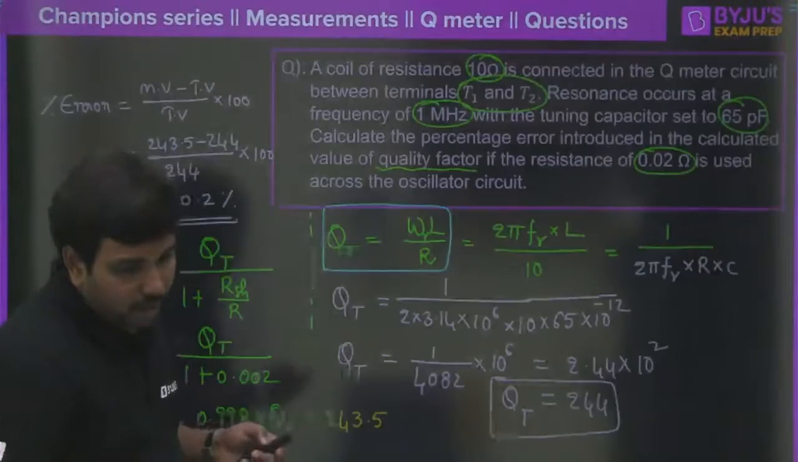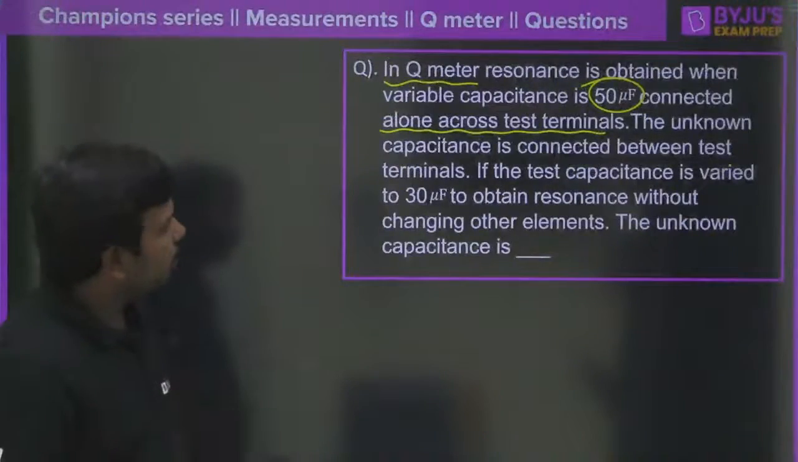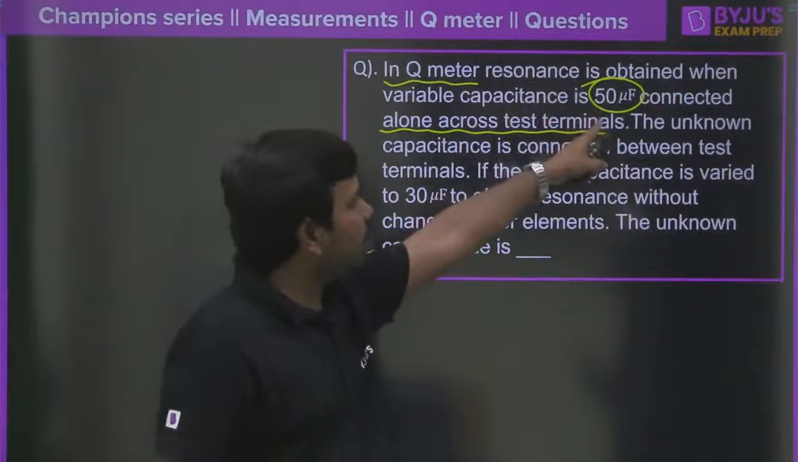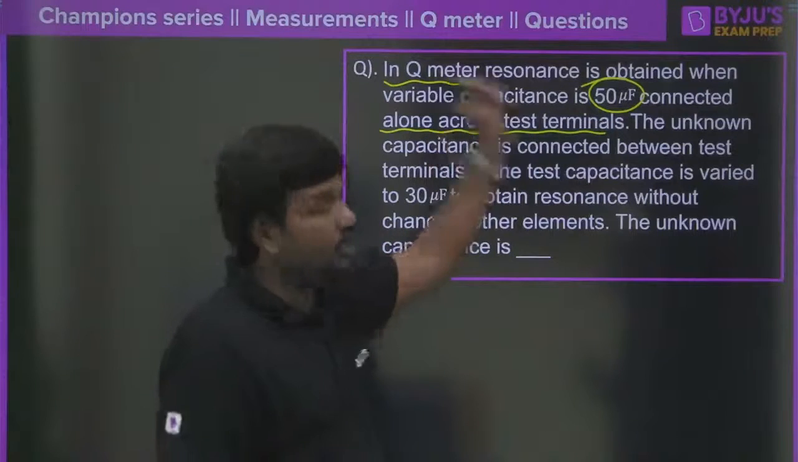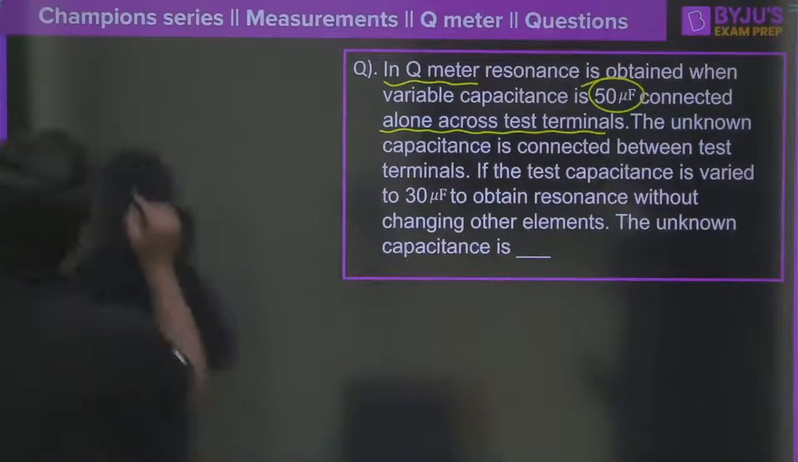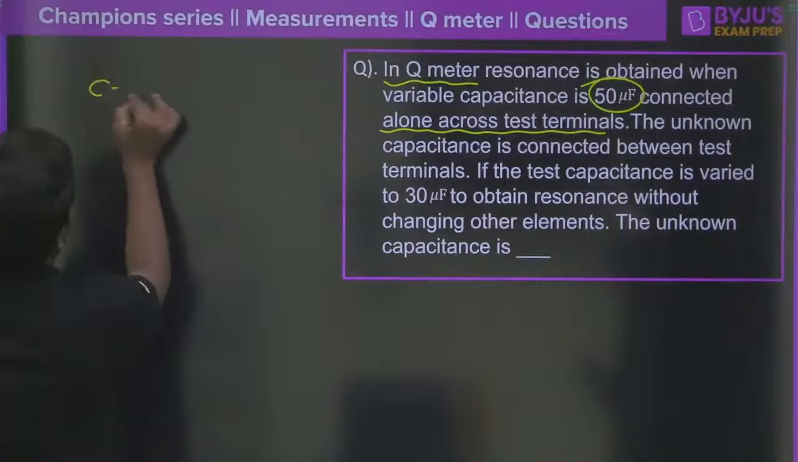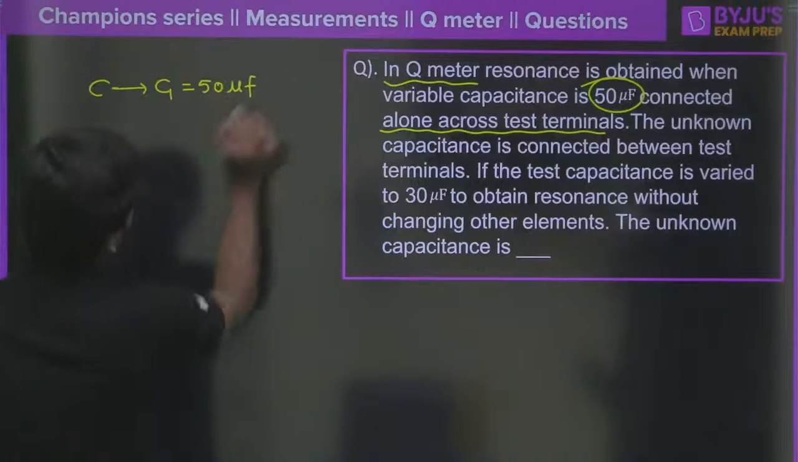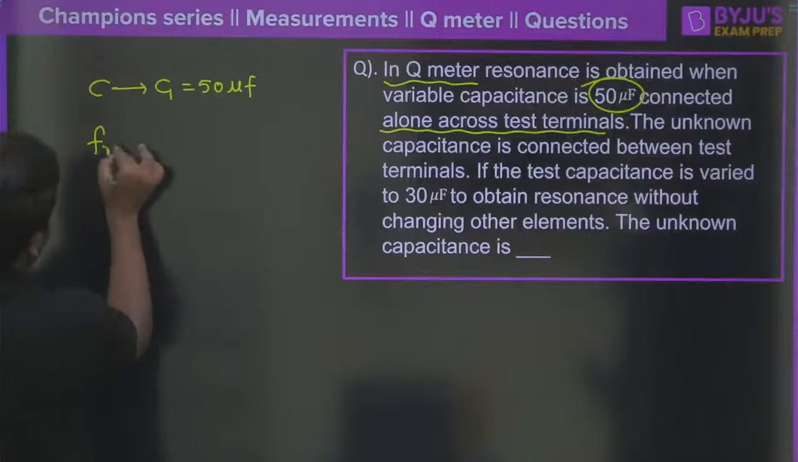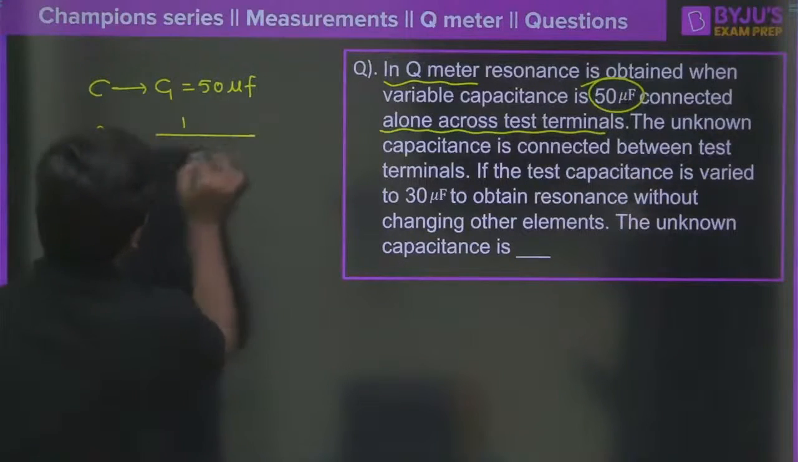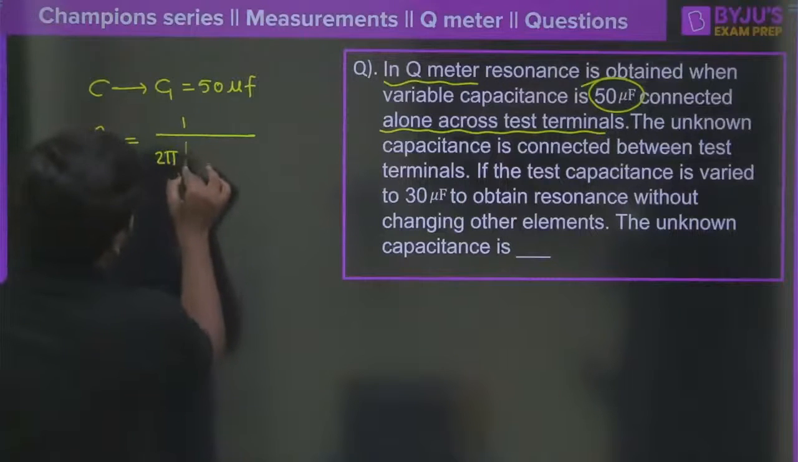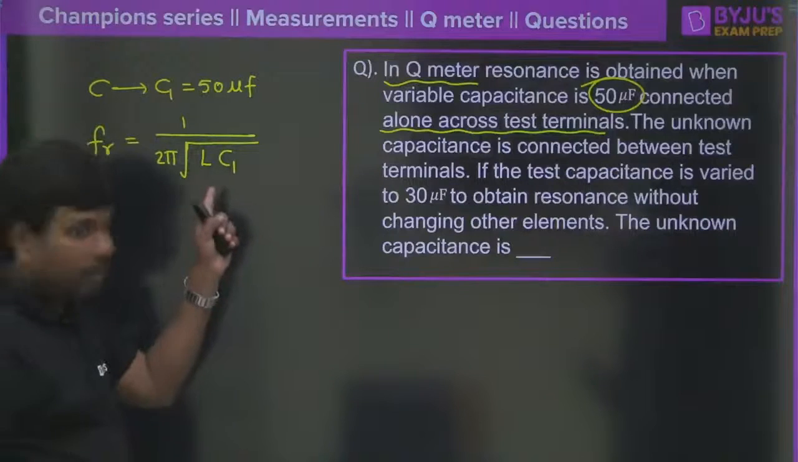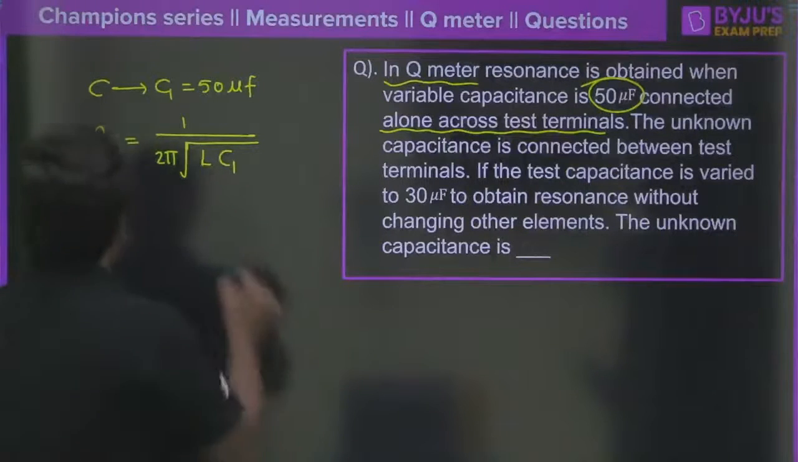Now let us come back once again and look at the question here. Q meter resonance is obtained when a variable capacitance is 50 picofarad connected alone across the test terminals. So fine. That means right now C is equal to C1, which is nothing but 50 picofarad. Excellent. So what is the resonant frequency here? FR would be written as 1 divided by 2 pi under root of L into C1, because the capacitance is changed to C1.